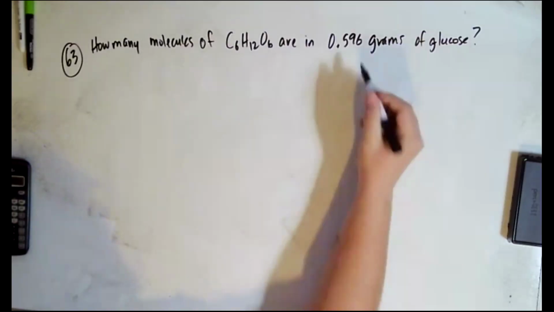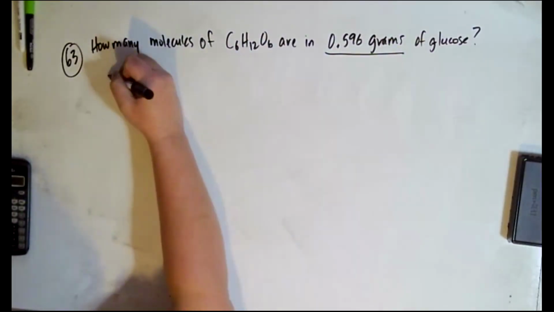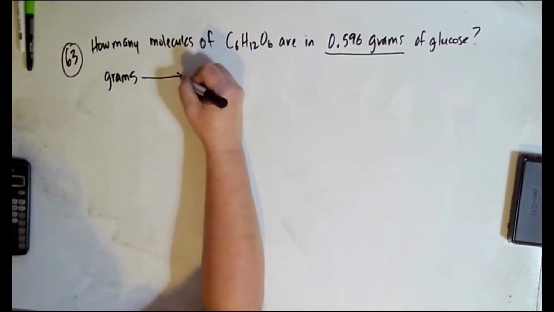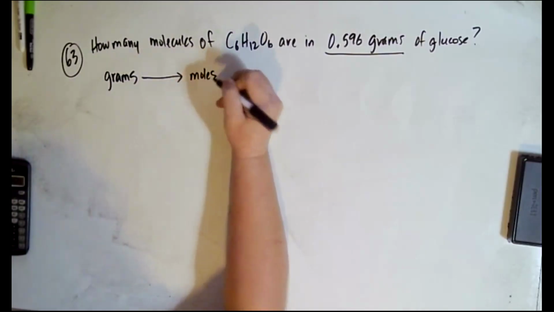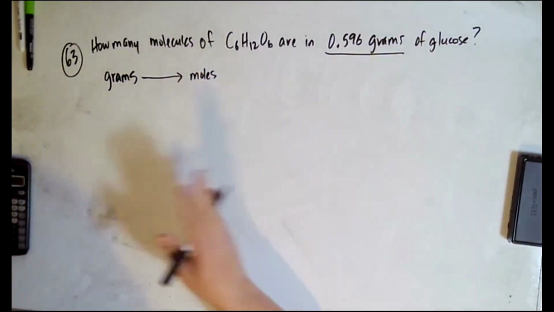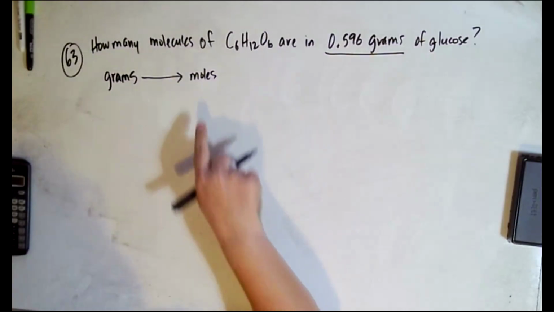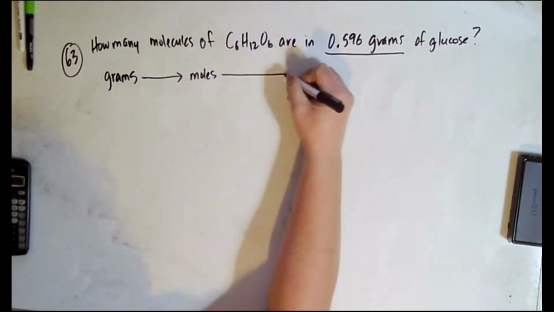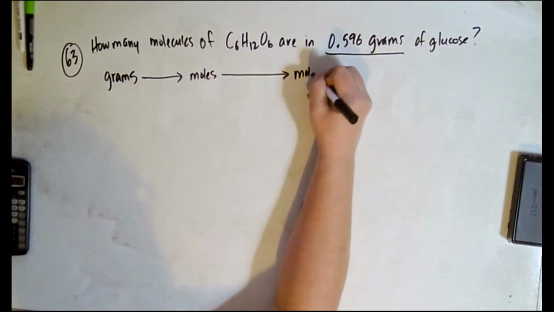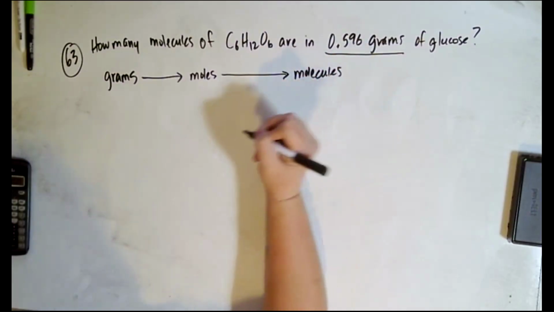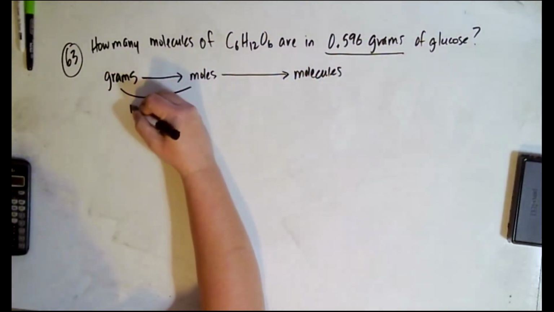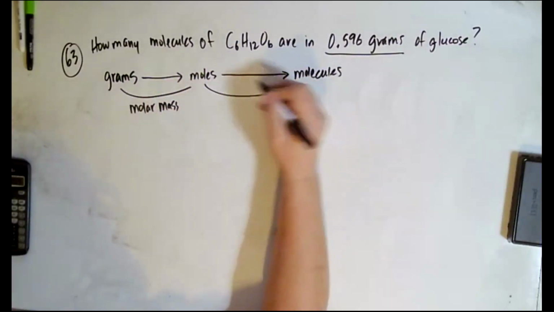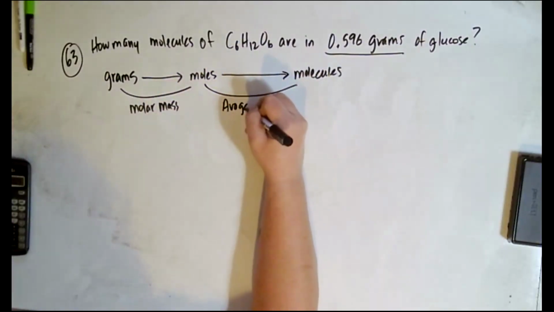We know from what we talked about that if we're starting out with grams, the only thing that we can do when we have a value in grams is to use the molar mass and convert it into moles. There is no direct conversion from grams into molecules. But once we have our compound in terms of moles, then we can use Avogadro's number and we can convert it into molecules. Okay, so grams to moles, we're going to use molar mass. Moles to molecules, we're going to use Avogadro's number.